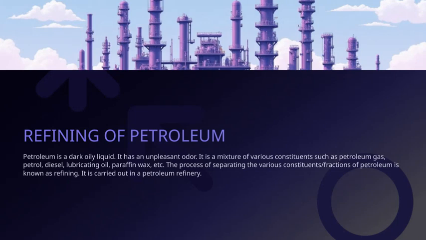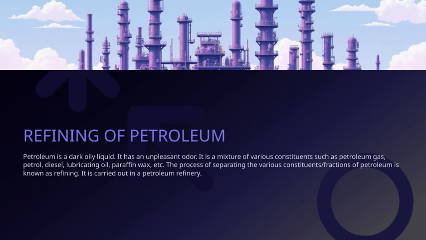Let's talk about refining petroleum. Petroleum is a dark, oily liquid that often has an unpleasant odor. It's actually a mixture of many different substances, such as petroleum gas, petrol, diesel, lubricating oil, and paraffin wax. Each of these components has different uses and properties. The process of separating these various constituents or fractions from the raw petroleum is called refining.